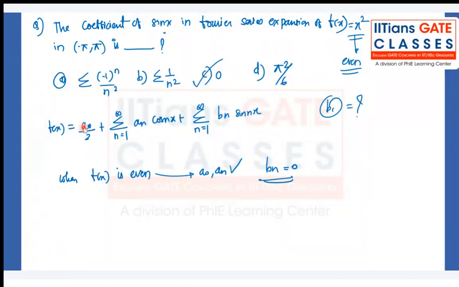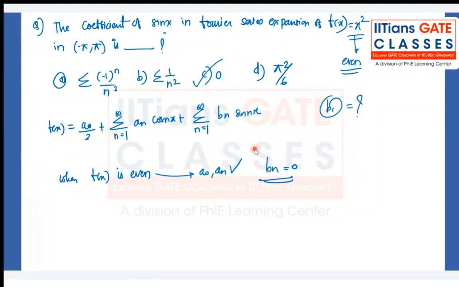What is the Fourier series? a naught by 2 plus summation n is equal to 1 to infinity an cos of nx plus summation n is equal to 1 to infinity bn sin of nx. bn is the coefficient of sin nx. So sin x, sin of 2x, sin 3x, 4x and so on, right? So sin x coefficient will be b1, but bn itself is 0, which means b1, b2, b3 are all 0. So that is why the answer in this case is 0.